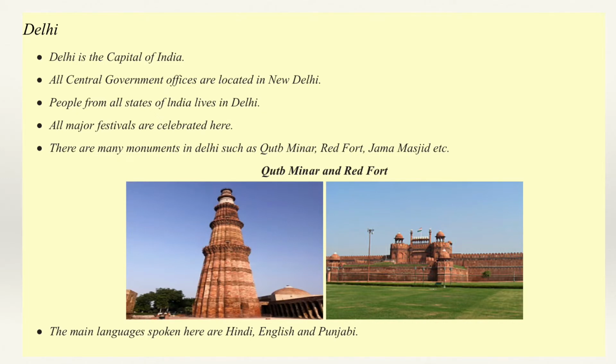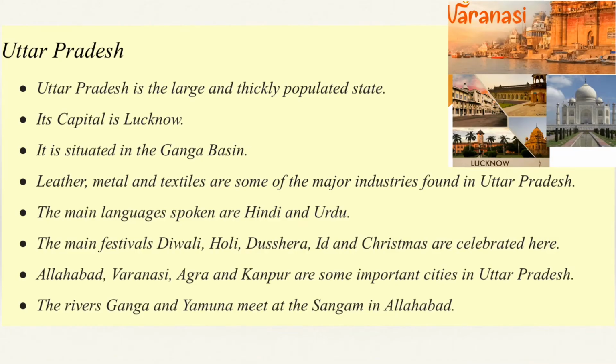There are many historical monuments in Delhi such as Qutub Minar, Red Fort, Jama Masjid, India Gate, Jantar Mantar and Lotus Temple. Uttar Pradesh is a large and thickly populated state of India. It is famous for its leather, metal and textiles industry. The land in Uttar Pradesh is very fertile. The main languages spoken are Hindi and Urdu. Allahabad, Varanasi, Agra and Kanpur are some of the important cities. UP has many places of religious and historical significance. The rivers Ganga and Yamuna meet at Sangam in Allahabad.